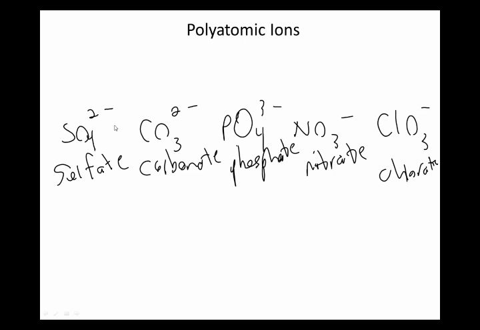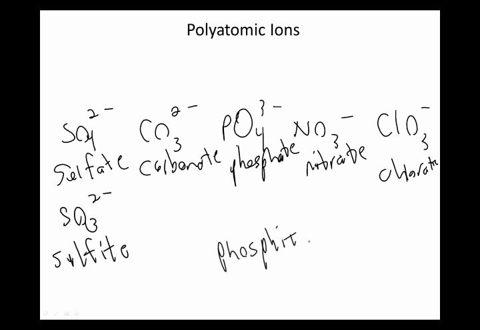If you know which one is ate, the ite has the same charge, but 1 less oxygen. So if you know sulfate, now you know that sulfite is SO3 2-. If you can remember sulfate is SO4 2-, just drop an oxygen, now you have sulfite. Phosphite would then therefore be PO3 3-. Nitrite would be NO2-.